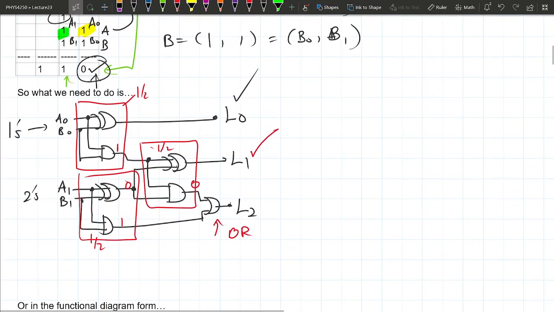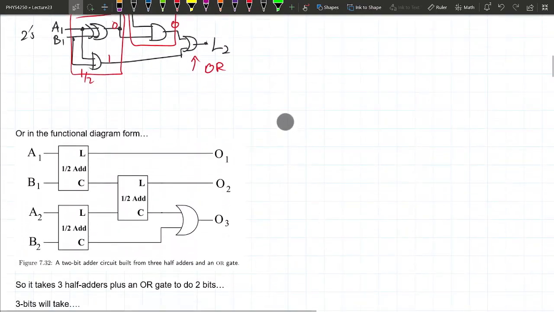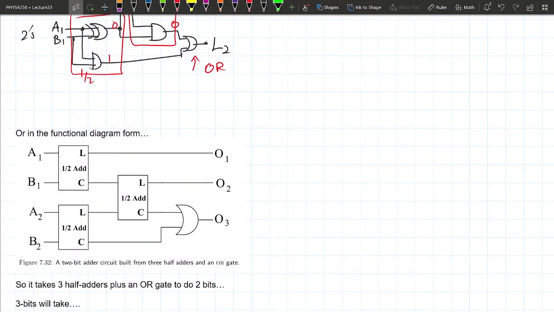Okay? And here's the functional diagram drawn nicely in the textbook. And this is probably where you saw the answer. Right? Okay. All right.